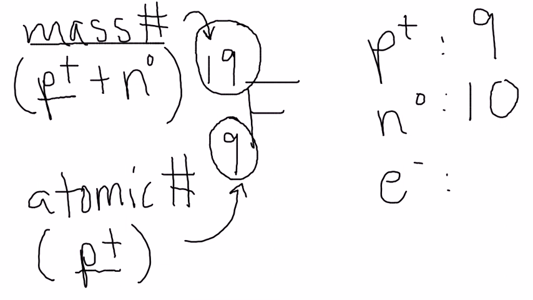Lastly, we need to look at electrons. In this particular situation, there's no indication that this fluorine atom has a charge. Therefore, the number of protons and the number of electrons must be equivalent. In order for there to be no charge, the positive character and the negative character must cancel out. So in this particular situation, since we have already established that there are 9 protons, we will also have 9 electrons. This particular atom could also be referred to as fluorine-19.